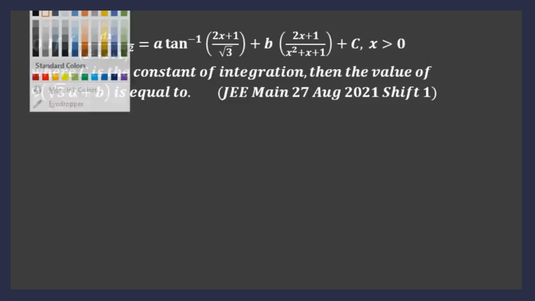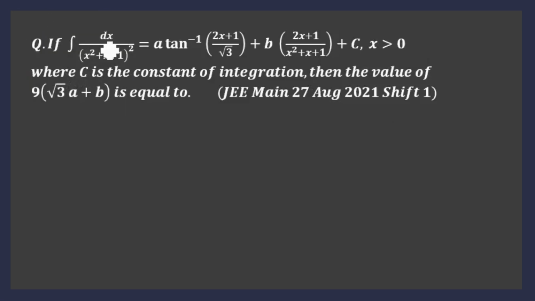Here the integration is dx by (x square plus x plus 1) the whole square equal to a tan inverse (2x plus 1) by root 3 plus b (2x plus 1) by (x square plus x plus 1) plus C. So here we have to find the values of a and b, and then we have to evaluate 9 times (root 3 a plus b).